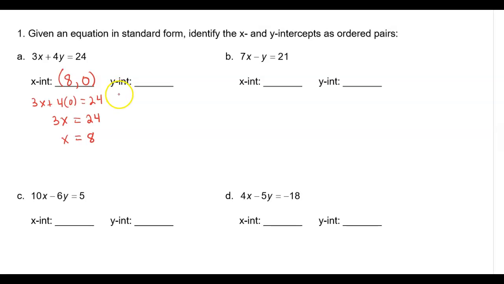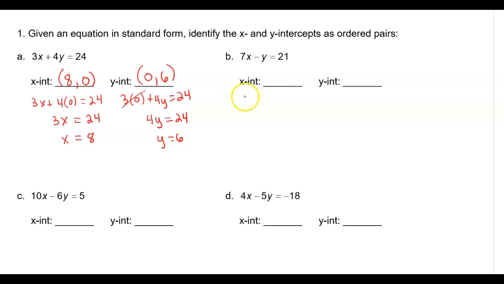To find the y-intercept, let x equal 0. So write 3 times 0 plus 4y equals 24. Of course, 3 times 0 is 0, so the only thing on the left side now is 4y. Divide by 4 and you get 6. The y-intercept is (0, 6).